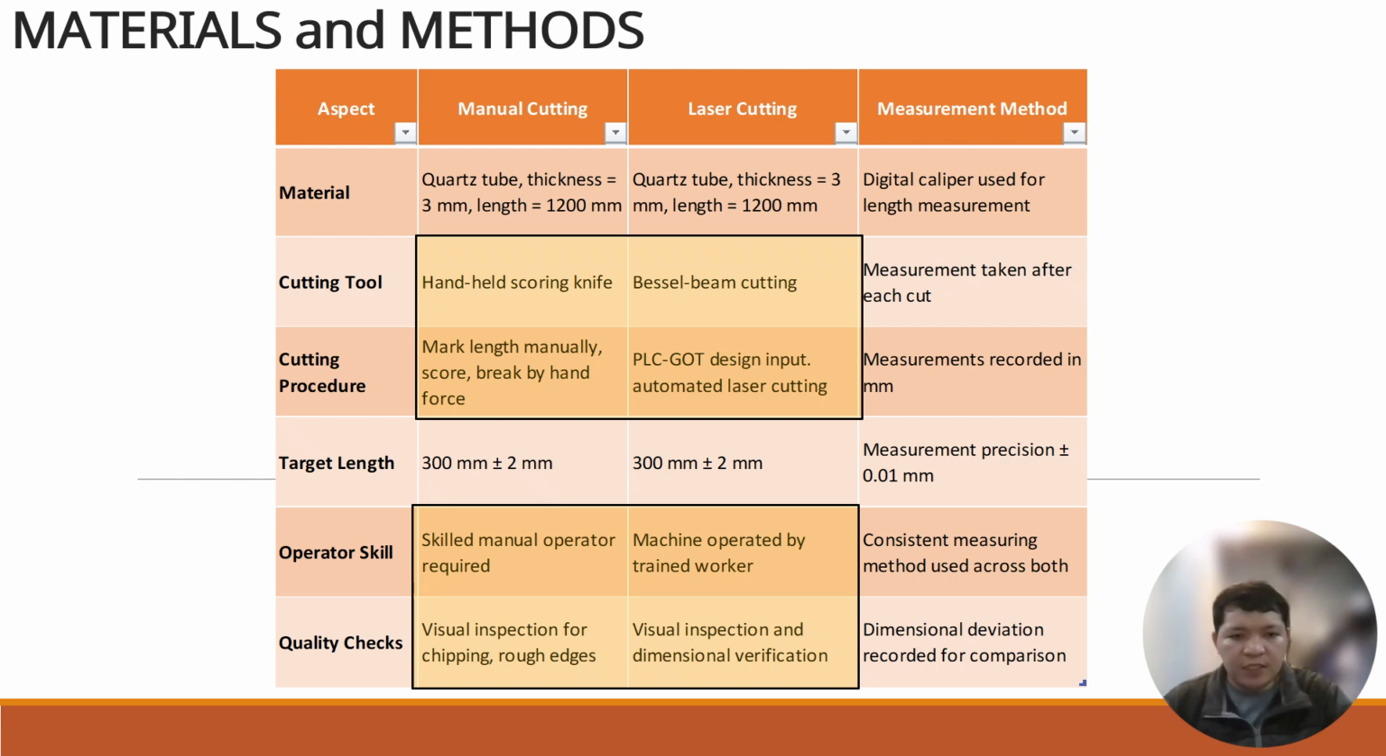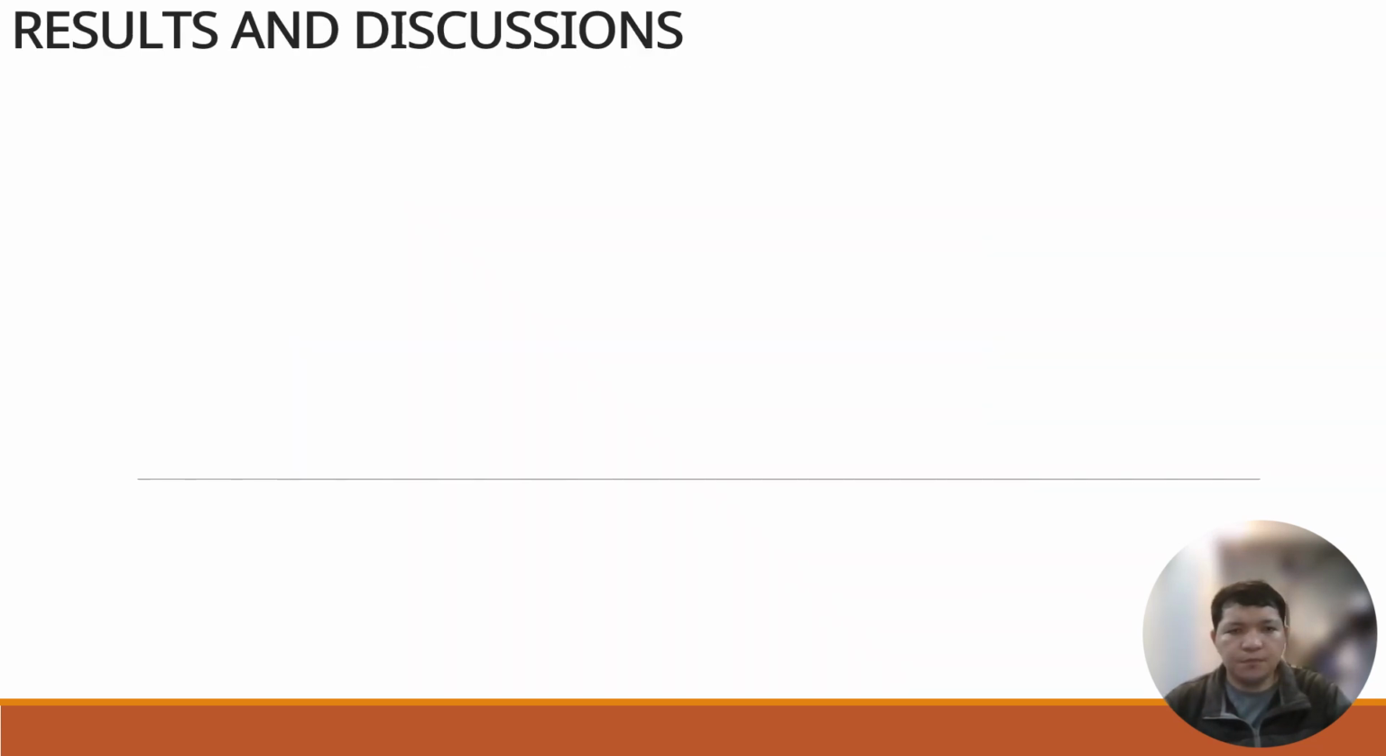For the operator skills, the manual needs a skilled manual operator, and the laser cutting machine will be operated by a trained worker. And then for the quality checks, we will visually inspect chippings and rough edges, and for the laser, visual inspection for dimension verification.